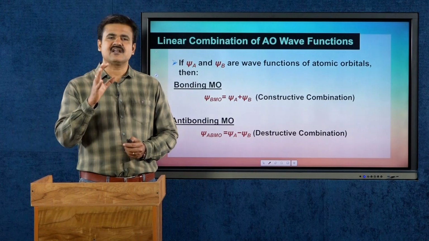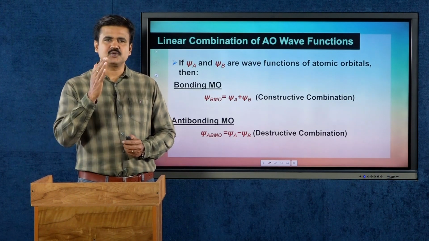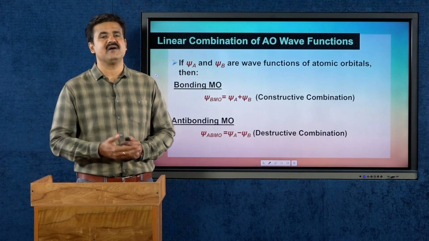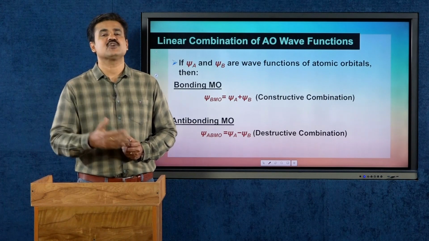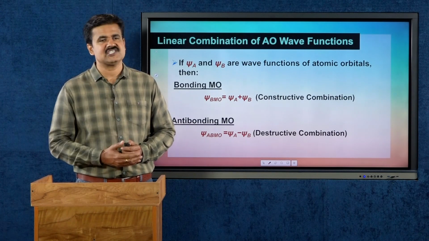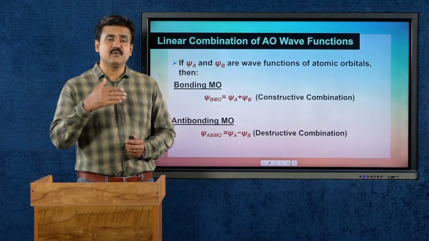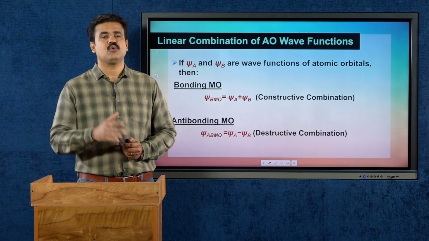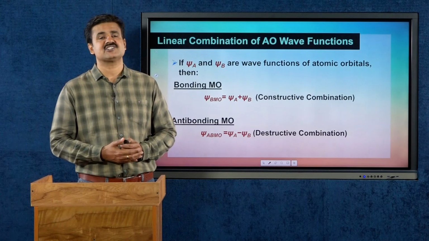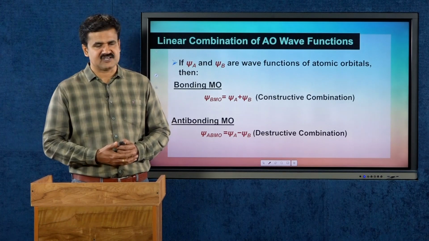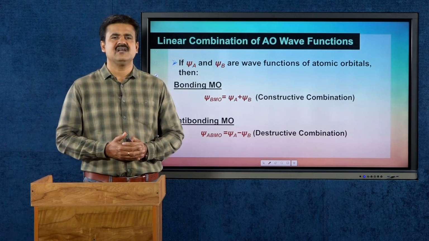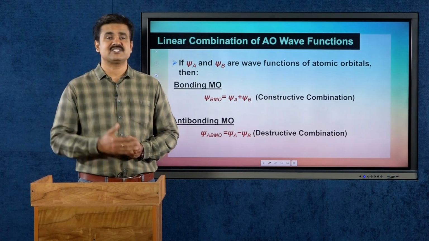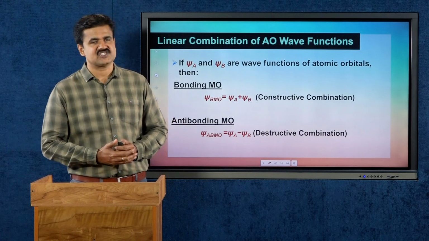So, we can conclude like this: with respect to linear combination, bonding molecular orbital wave functions are formed by constructive or addition combination of atomic orbital wave functions. At the same time, antibonding molecular orbital wave functions are formed by destructive combination or subtraction combination of atomic orbital wave functions. That is all about the case of linear combination of atomic orbital wave functions which lead to the formation of molecular orbital wave functions.